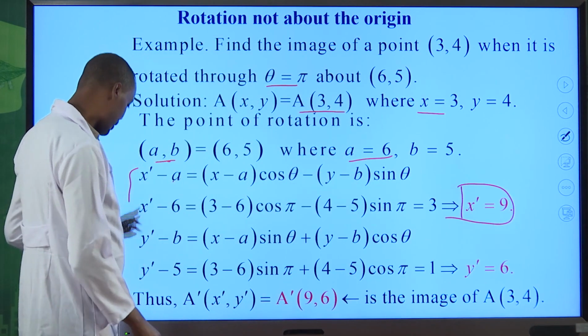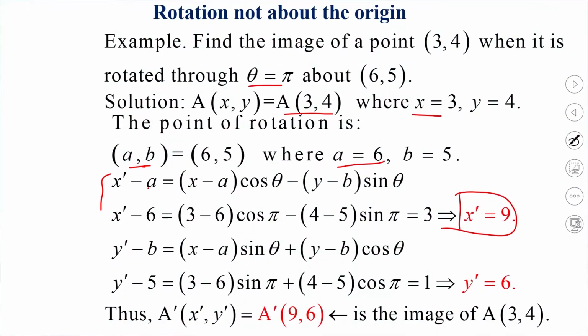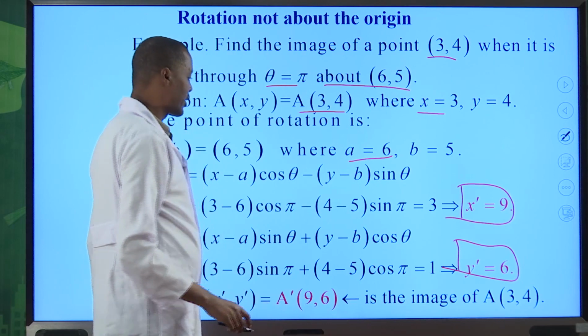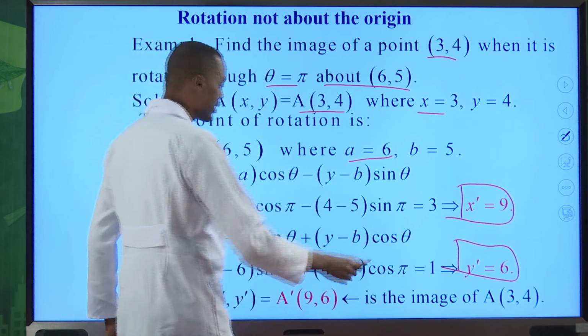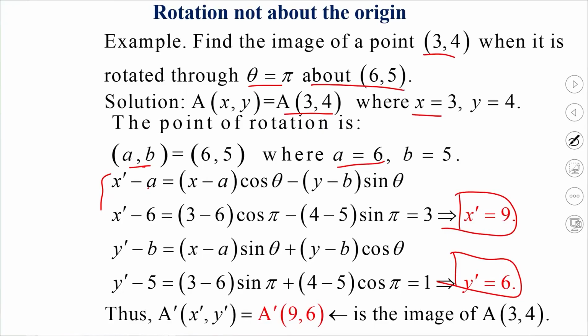Similarly, for y prime, directly by substituting the results, you will get y prime is equal to 6. It means that if we make a rotation of the point (3, 4) about this (6, 5), we will get a new point which is (9, 6). We will get (9, 6).